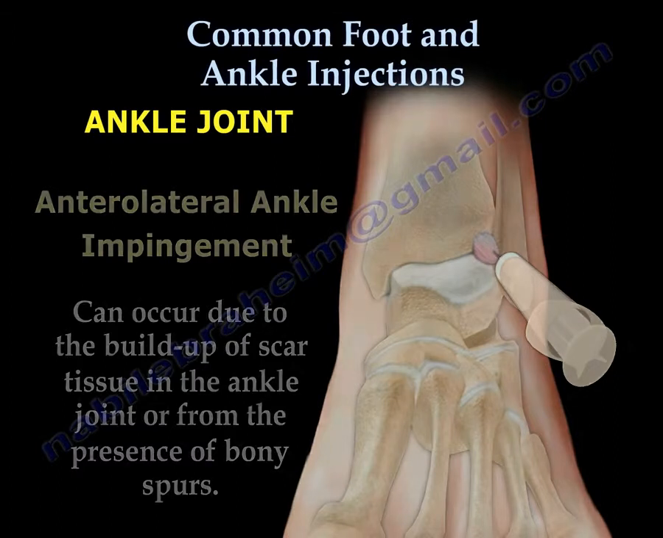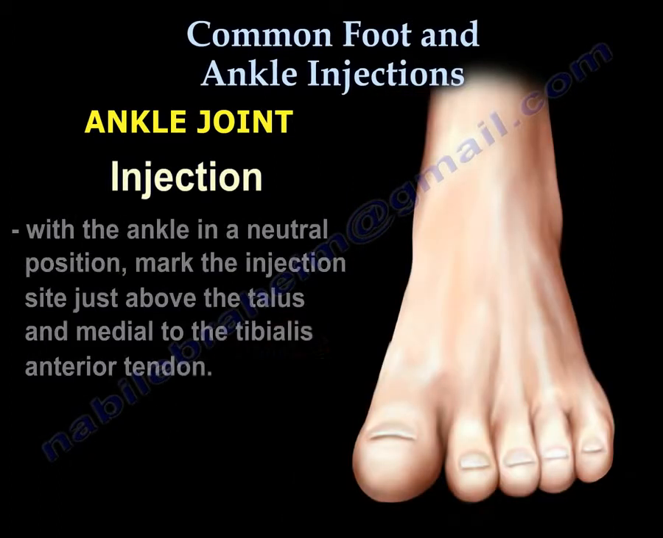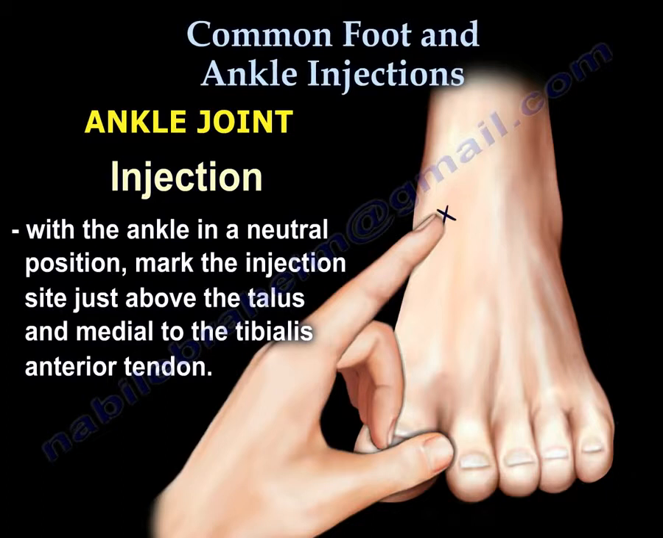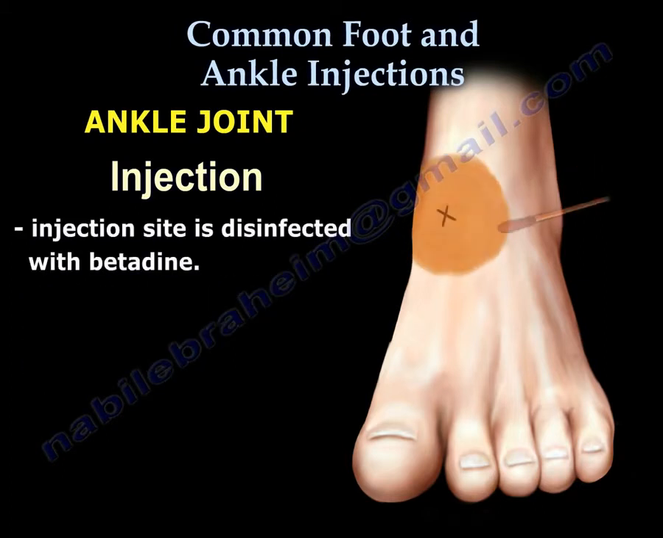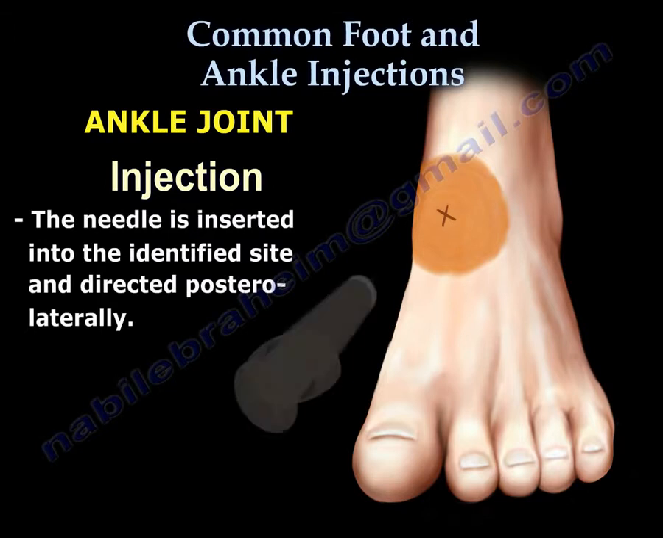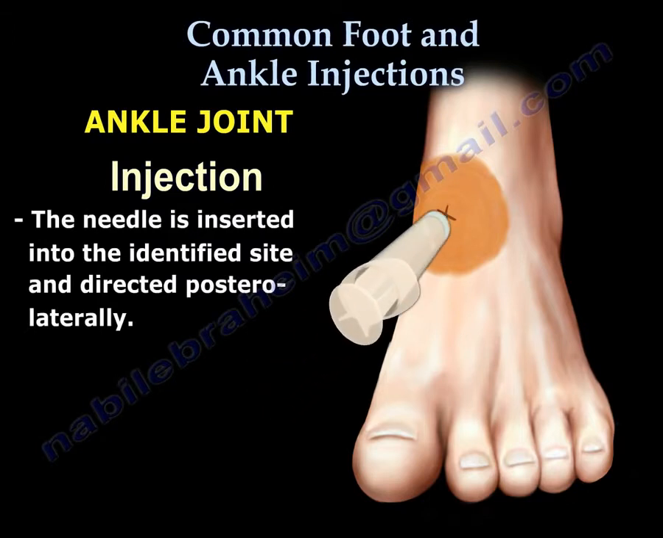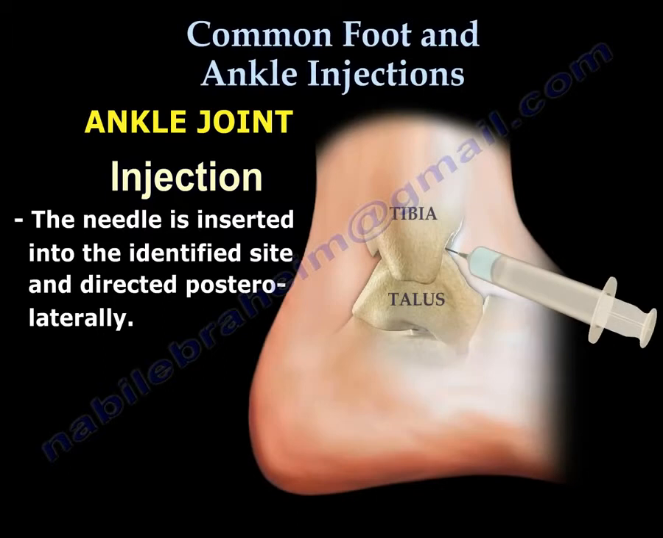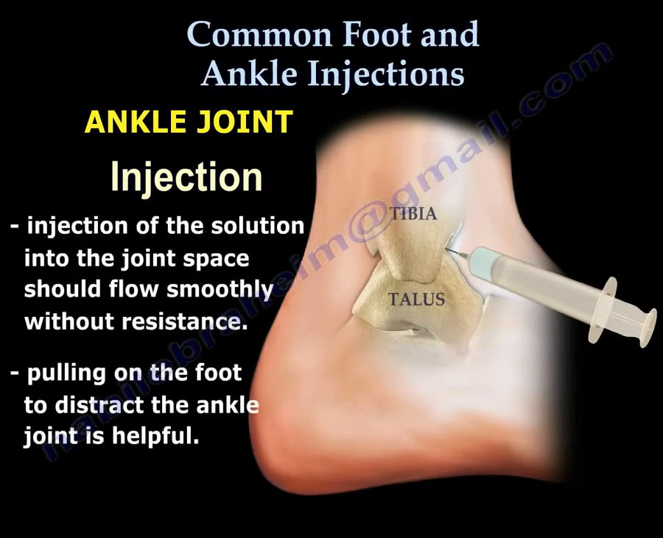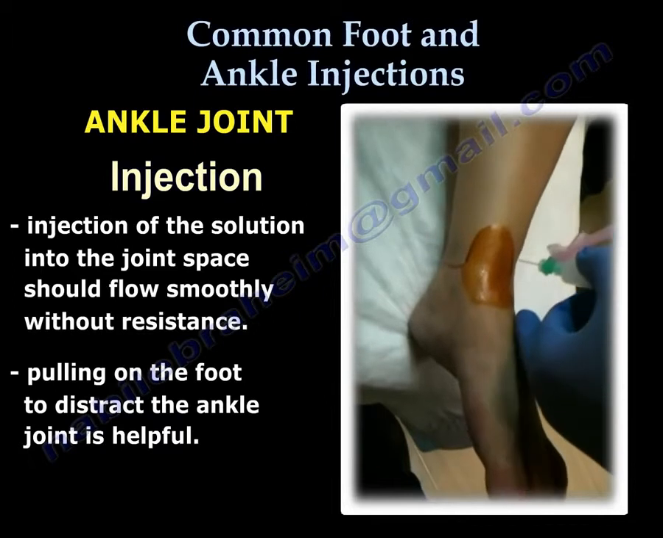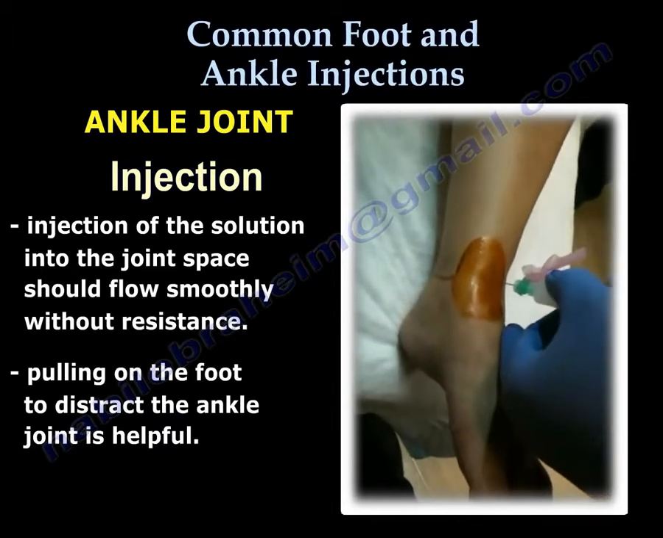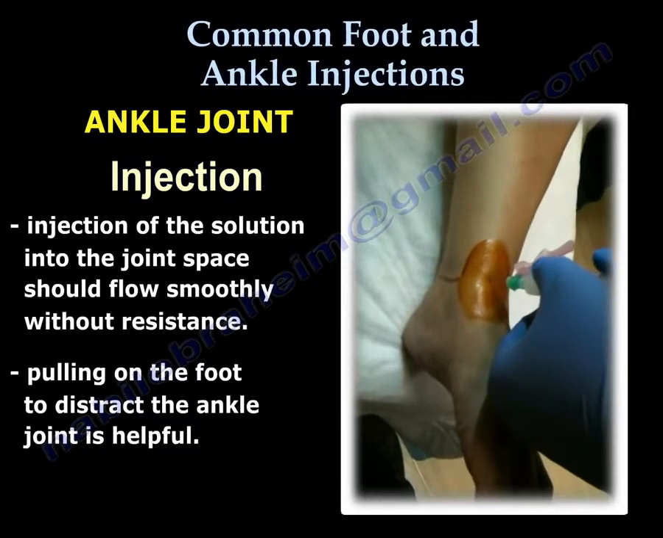bony spur. With the ankle in a neutral position, mark the injection site just above the talus and medial to the tibialis anterior tendon. Use betadine solution. The needle is inserted into the identified site and directed posterolaterally. Pulling on the foot to distract the ankle joint is helpful. It will facilitate injection of the solution into the joint space and will allow the fluid to flow smoothly without resistance.